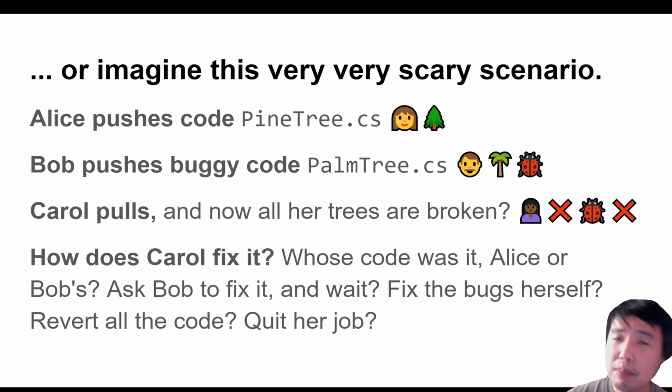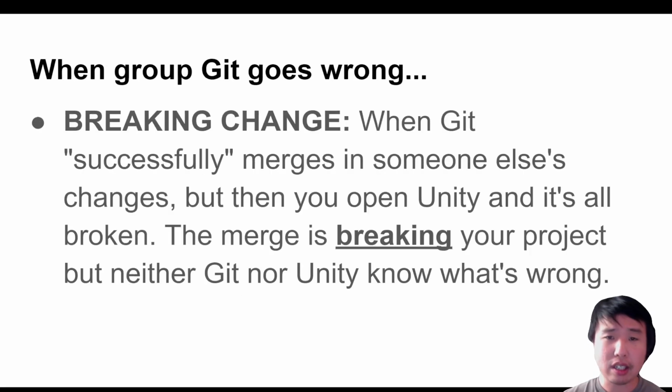And it's scary because GitHub didn't even know there's anything wrong. And also Unity doesn't even know that there's anything wrong. This is what's called a breaking change. This is when humans don't collaborate so well.